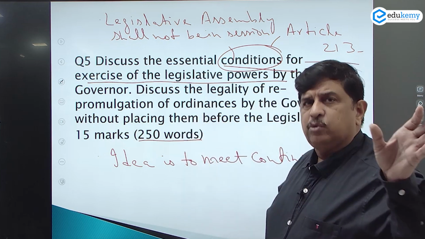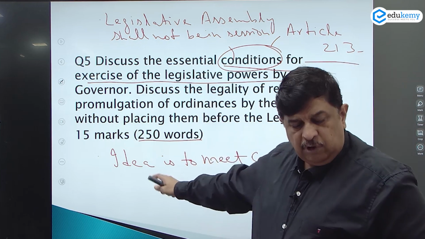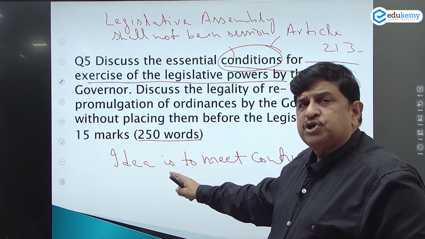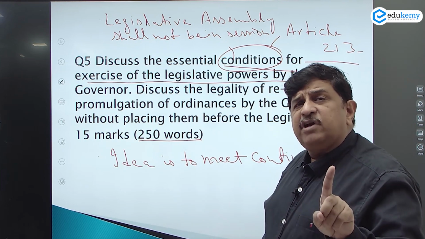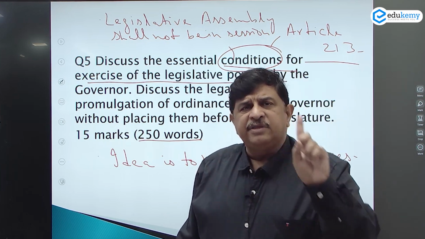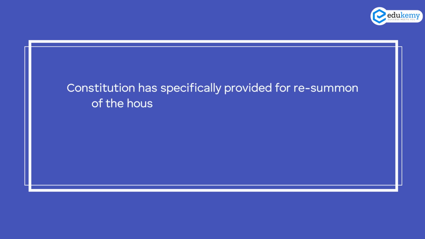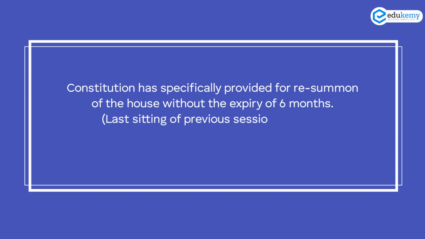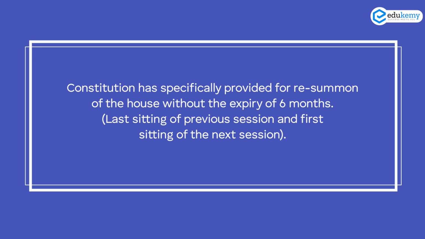So, an ordinance is allowed. You will also specifically write that the constitution is not willing to have it in the shape or framework of a Henry VIII clause, and that is why the constitution has specifically provided for the resummoning of the house without the maximum expiry of 6 months between the last sitting of the previous session and the first sitting of the next session. So, it is to bridge the gap.